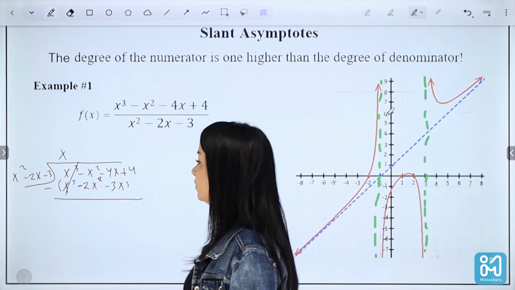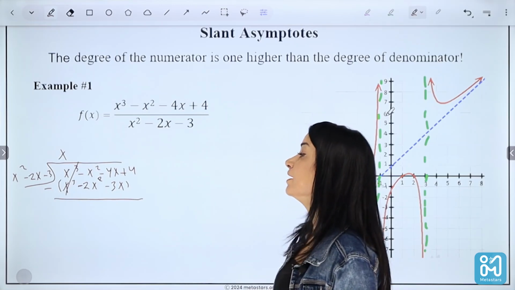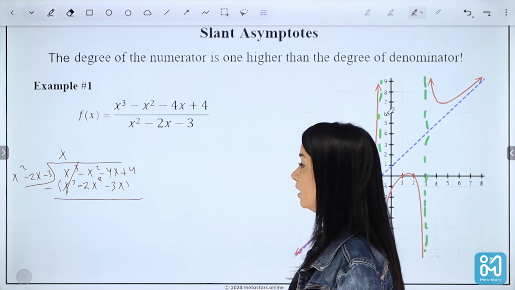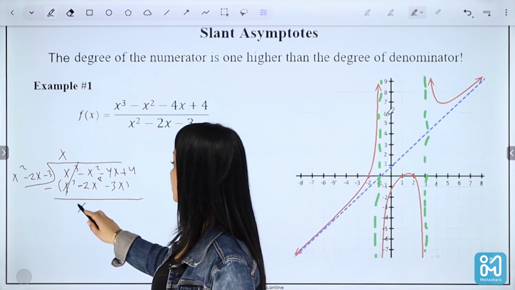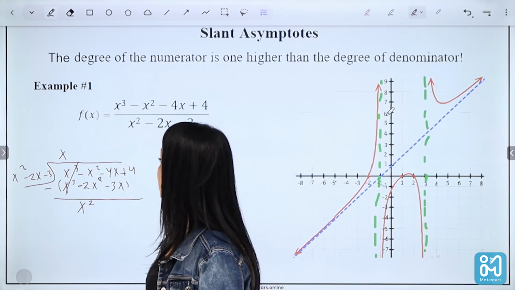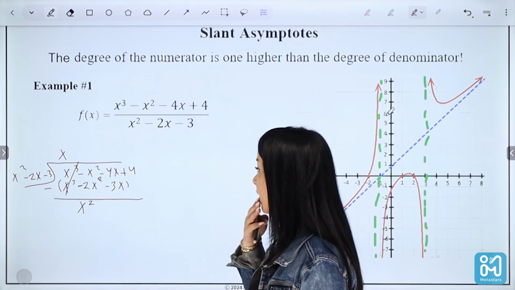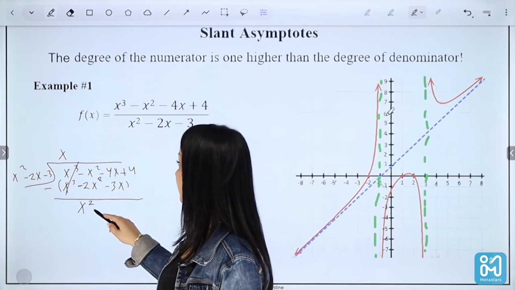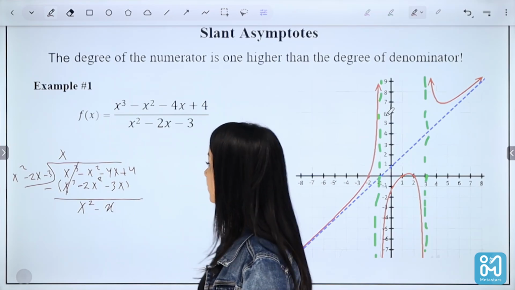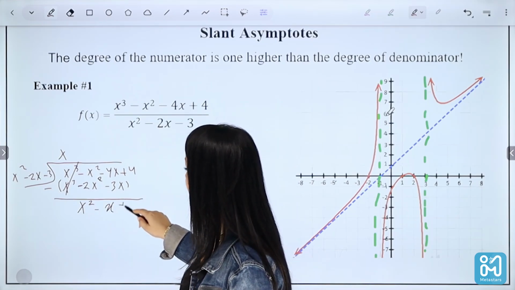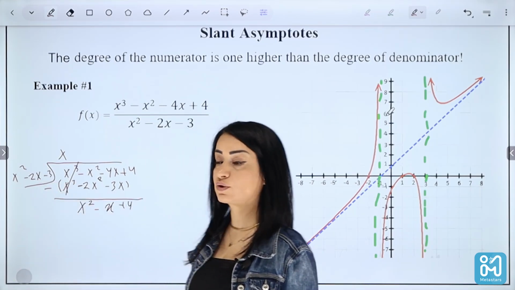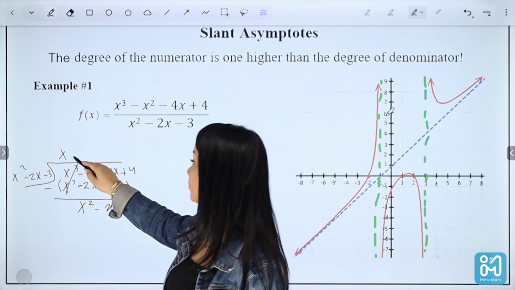So this goes to 0. Now negative x² minus negative 2x², so the answer is going to be what? x². Then negative 4x minus negative 3x is going to be what? Negative x. So now the 4 comes down. Now x² divided by x² is going to be what? It will be plus 1.